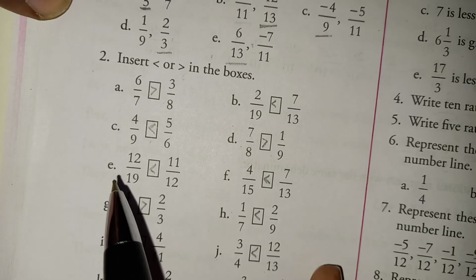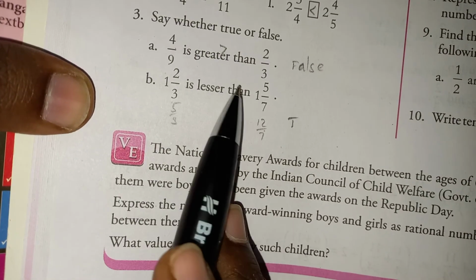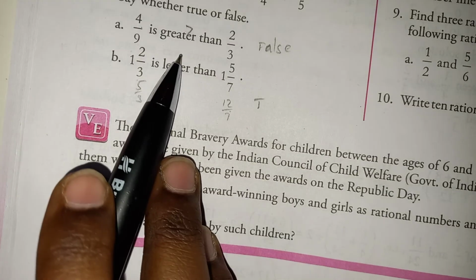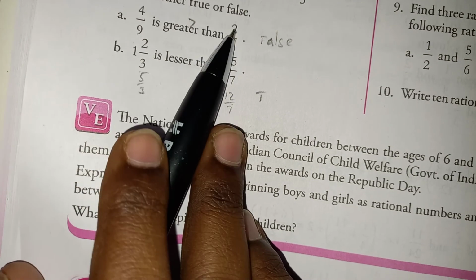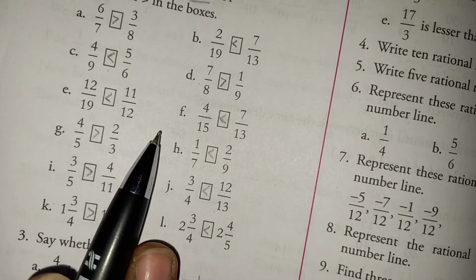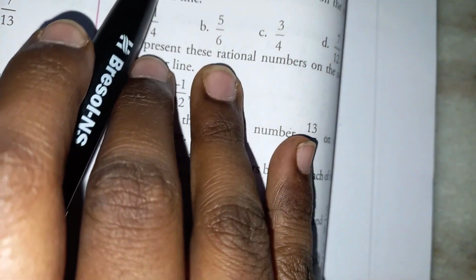Here also the same. And even the third question also. You just have to check which number is greater, and based on that answer you just have to write true or false. Here you just have to keep less than and greater than. And next, now let us move to question number 4.